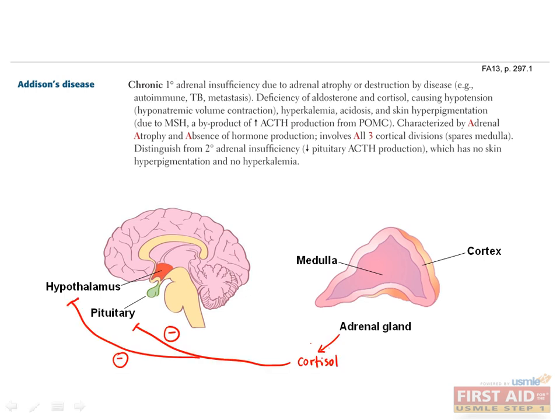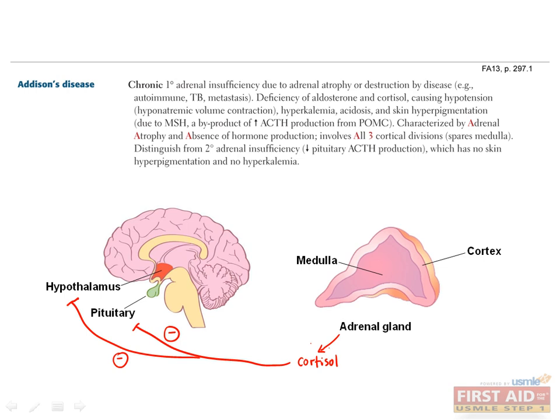When cortisol is produced, it feeds back to the hypothalamus and pituitary to decrease further production of corticotropin-releasing hormone, or CRH, and ACTH. Since cortisol is not adequately produced in Addison's disease, there is no inhibition of the hypothalamic pituitary axis, so we get an increase in CRH and ACTH.